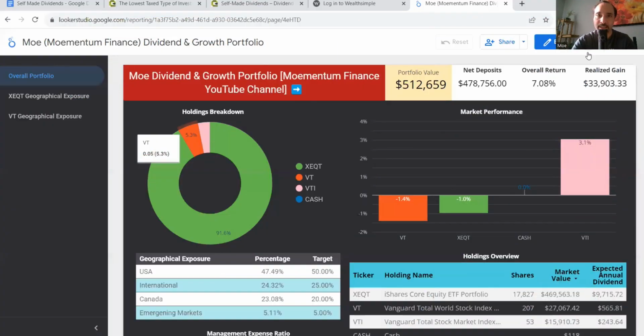Currently, the portfolio size, after I've updated, of course, the investments that my wife had, is sitting at $512,659. The amount that I've deposited as a whole is showcased here, $478,756 to the penny. And then what's the realized gain? Even though I've been investing for several years, you might be asking me, hey, then your overall return is showing not really the greatest.